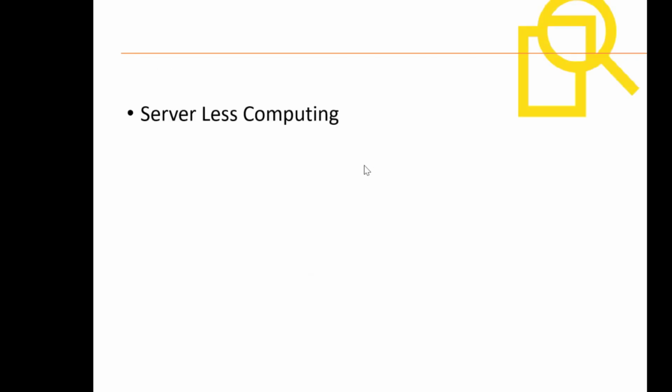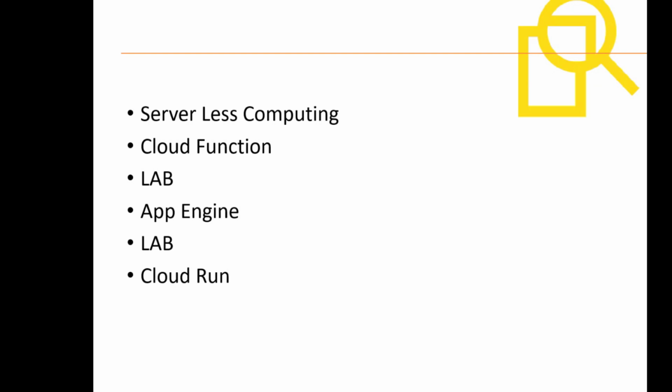Next, let's move to our next topic. Our next topic is serverless computing. Very important. Cloud Functions is a serverless solution from GCP. App Engine is a serverless solution from GCP. Cloud Run is also a serverless solution from GCP. There are three major serverless solutions from GCP. So let me talk about this serverless architecture, which is dominating today. Industry is moving towards serverless architecture.